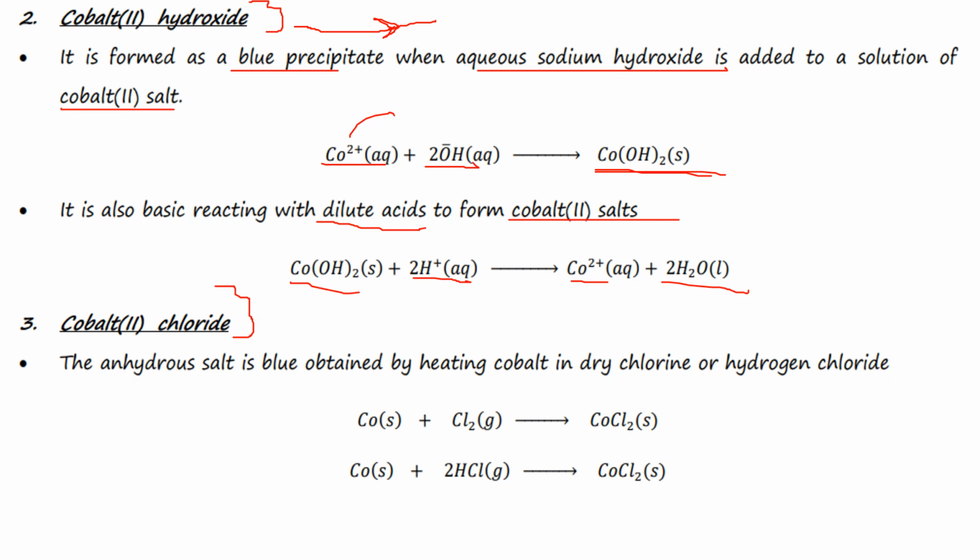So whenever you heat cobalt with chlorine or hydrogen chloride gas, we always get a chloride which is in the +2 oxidation state of cobalt. So you're going to say that cobalt chloride is going to be an anhydrous salt which is blue in nature and is obtained by heating cobalt in either dry chlorine gas or dry hydrogen chloride gas. So the equations are going to be as follows. Balancing follows the same criteria.